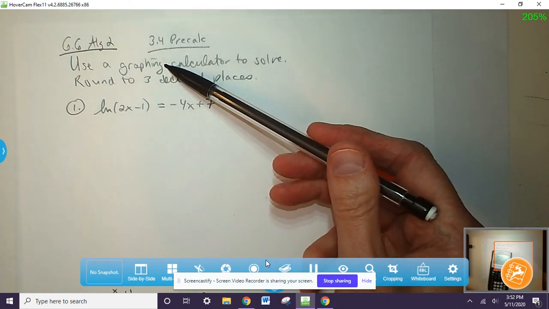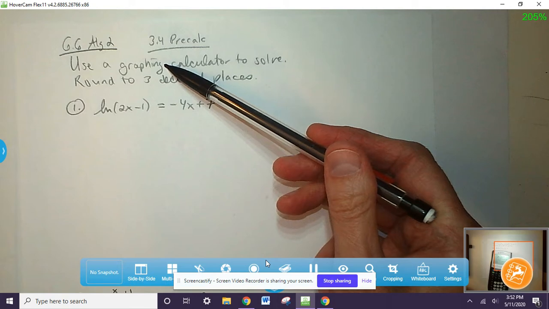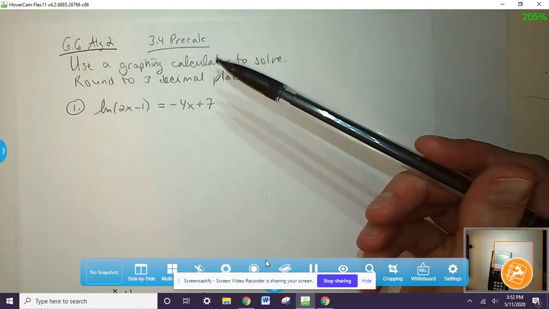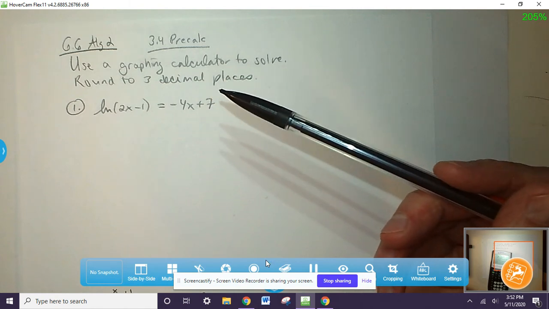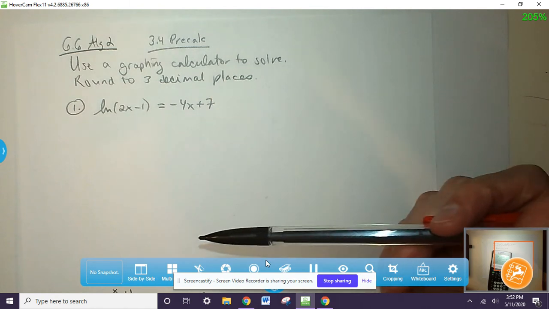And if you don't have one, you can access the one that's on the Park NJSLA website. The directions for accessing that are still posted in Google Classroom under general information and resources.